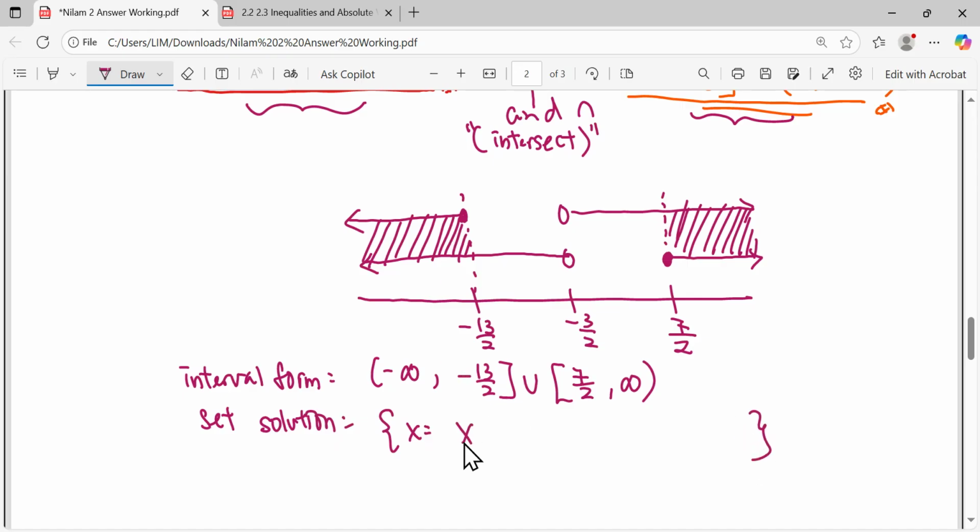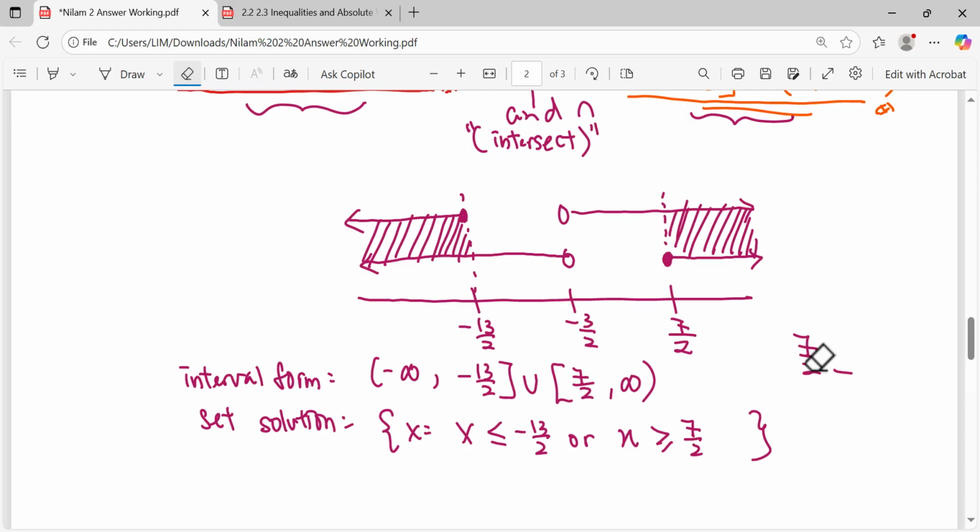Here will be x less than or equal to negative 13 over 2. x means our answer. Our answer is less than because this region is at the left hand side of this. And continue, or on this side, x is more than or equal to 7 over 2. So we cannot write 7 over 2 less than x. No, we have to answer according to x as the subject. So the answer means your x is less than this number, or your x is more than this number. Alright, so write accordingly.